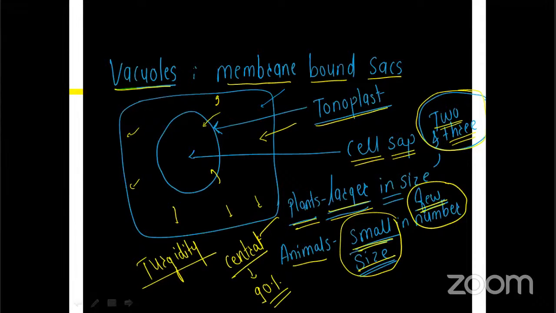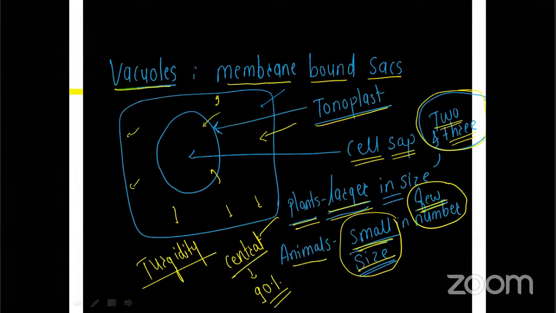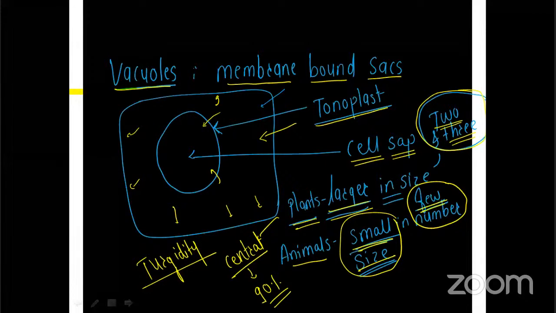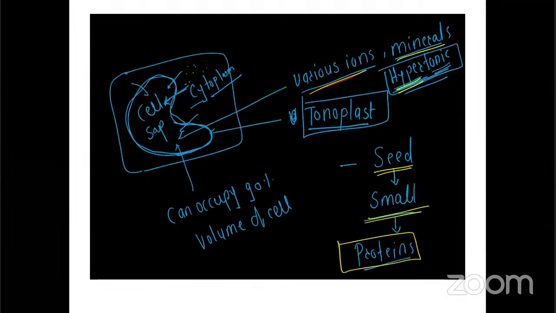In some large plant cells, a single large vacuole occupies the central part of the cell. It is called central vacuole.